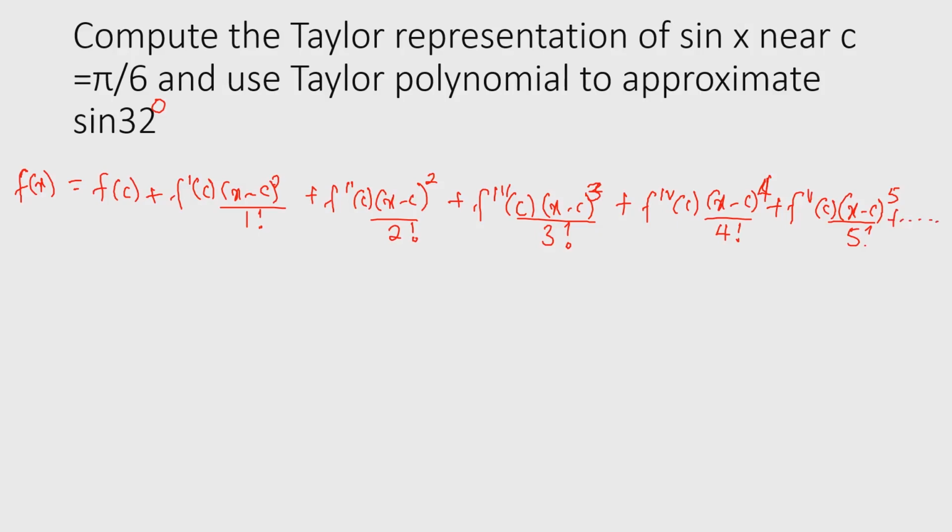At this point, there are some basic things that we need. x in the question is given as 32, that's sin 32 degrees. It is in degrees, so you convert it to radians. In converting it to radians, x will be equal to 32 multiplied by pi over 180, which is the same as 8 pi over 45, and c from the question is given as pi over 6.